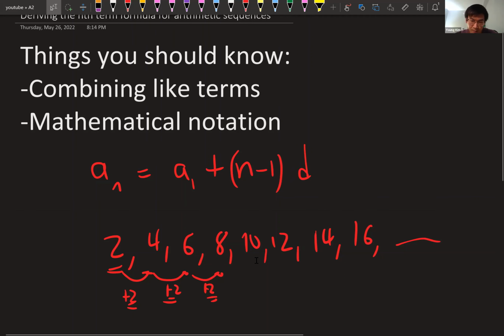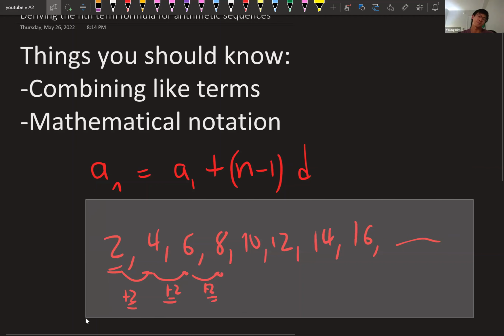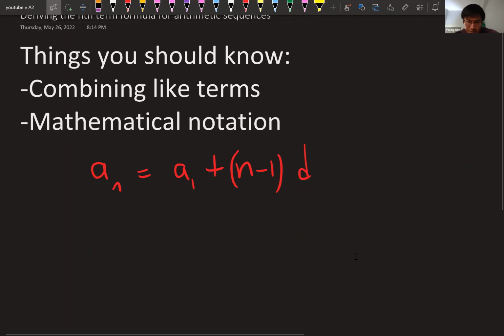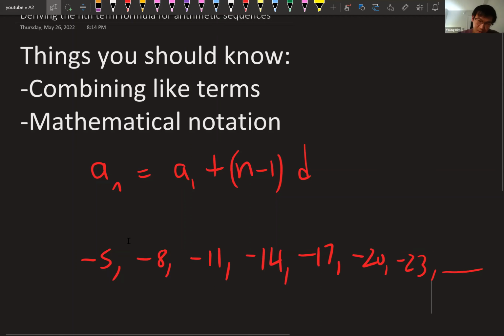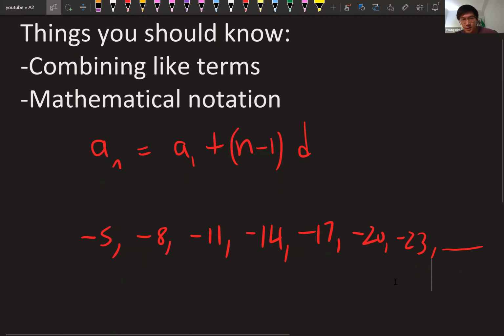You could also apply this to subtraction. For example, let me start with -5, and then let's subtract 3 each time. So it's -8, -11, -14, -17, -20, and so forth. So this would also be arithmetic, and the common difference would be -3.